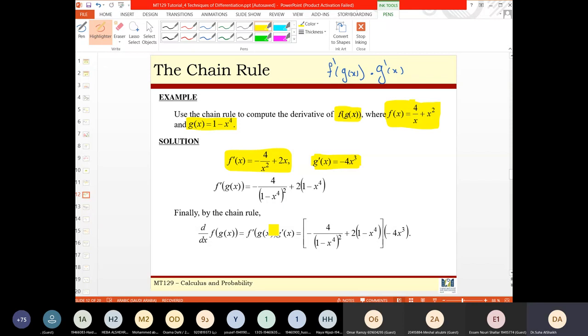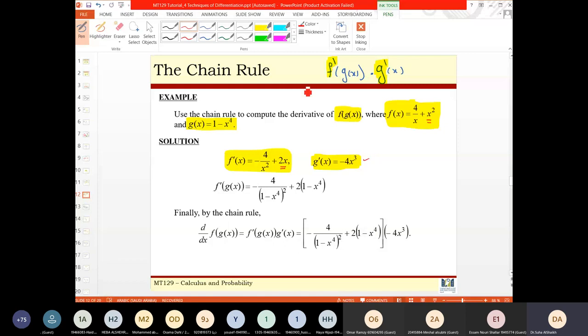So I need F dash and I will need G dash. So I have to find F dash and G dash. You can see F is 4 over X. The derivative of 4 over X is minus 4 over X square. Derivative of X square is 2X. Derivative of G now, this is G, it's 1 minus X4. It will be minus 4X to the power 3.